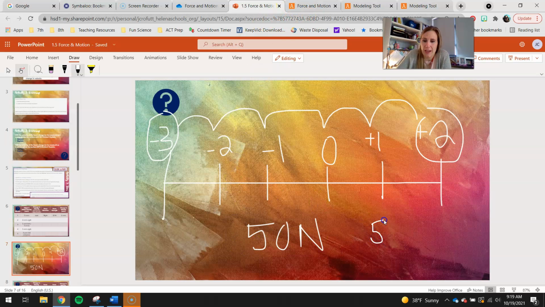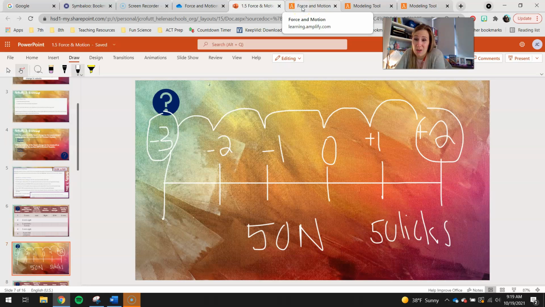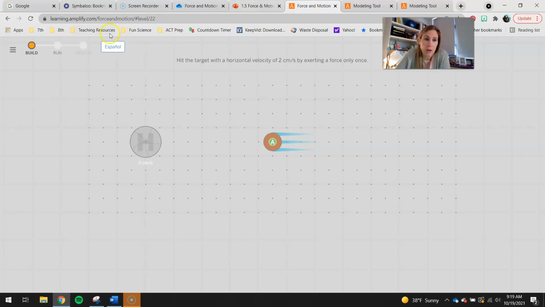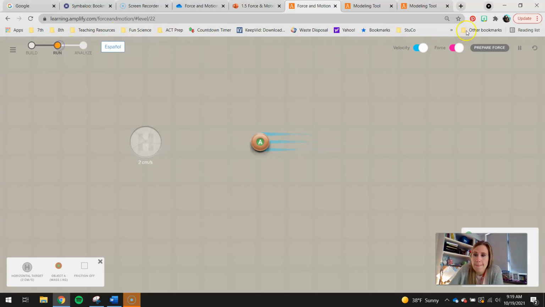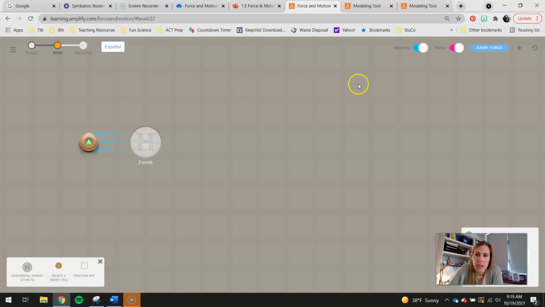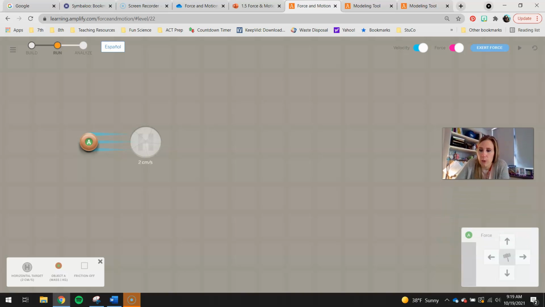So we're going to want to click it 5 times to the right. So again, we're going to pause it after the fact, click it 5 times to the right, and then it should hit our target going a positive 2 to the right. So let's try that. All right, I'm going to move this guy first. We're going to hit run. We're going to wait until it passes the target and hit prepare force.